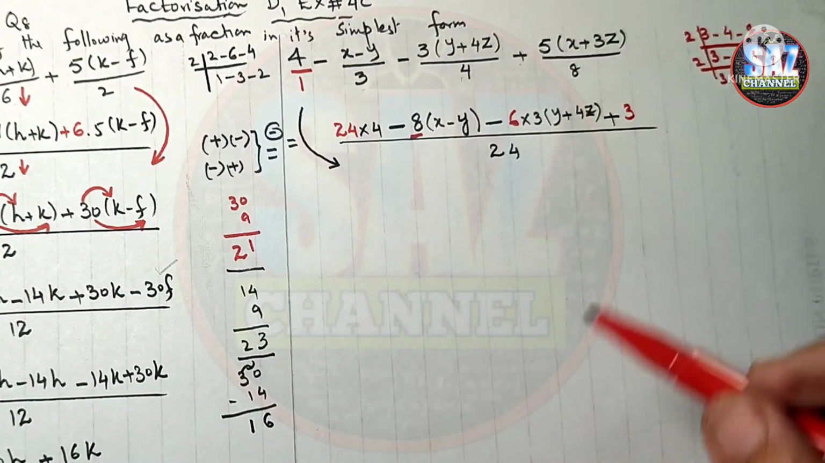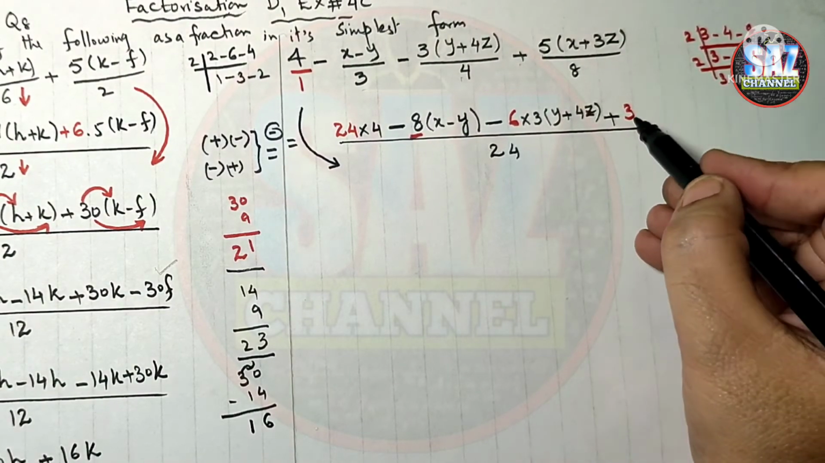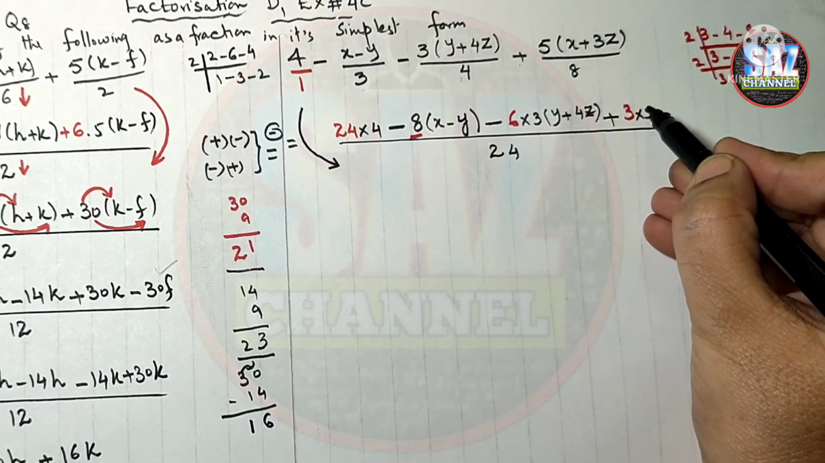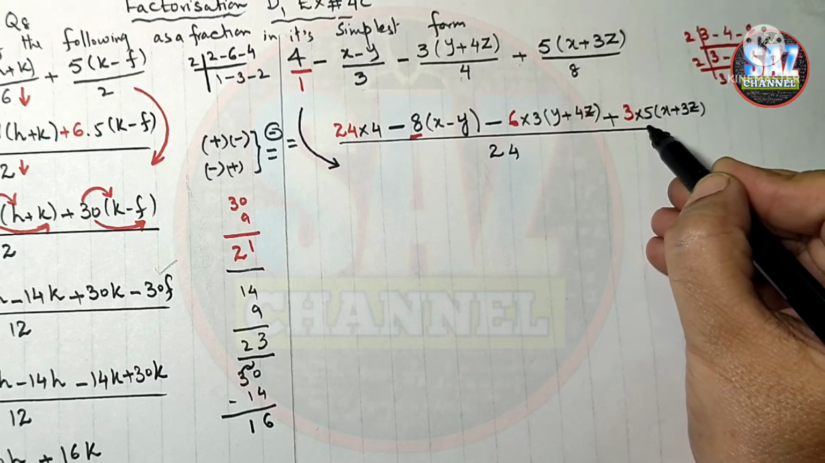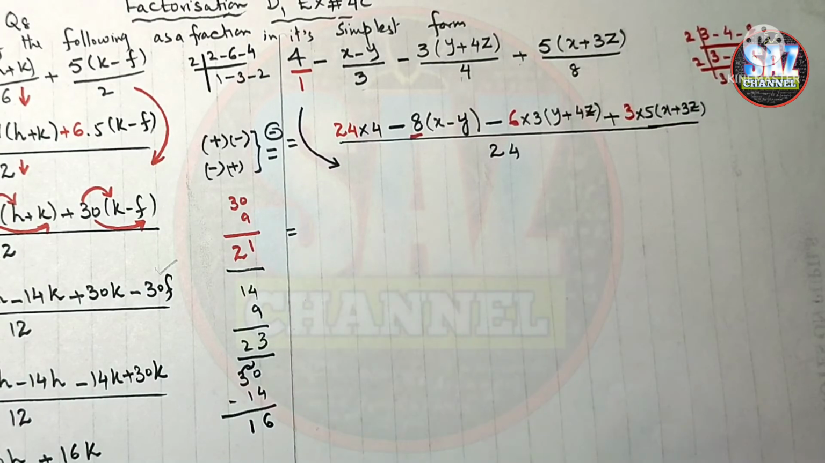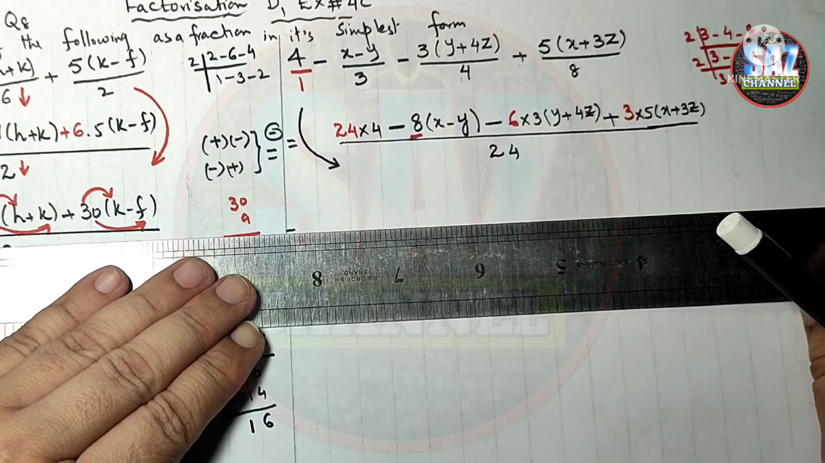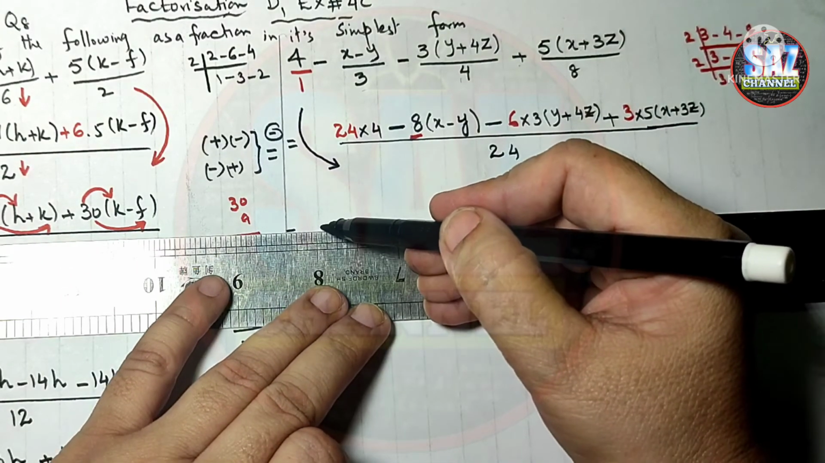3 and multiplied by 5 into x plus 3z. Now, what we are going to do is that we first have to multiply all these numbers so that we can easily expand the brackets. Okay, let me draw the fraction here.